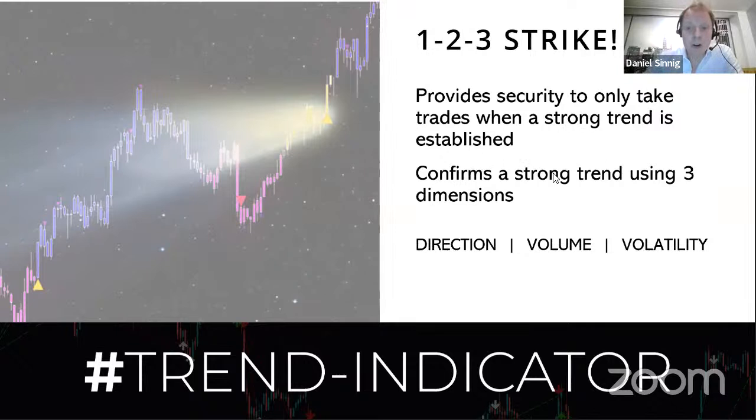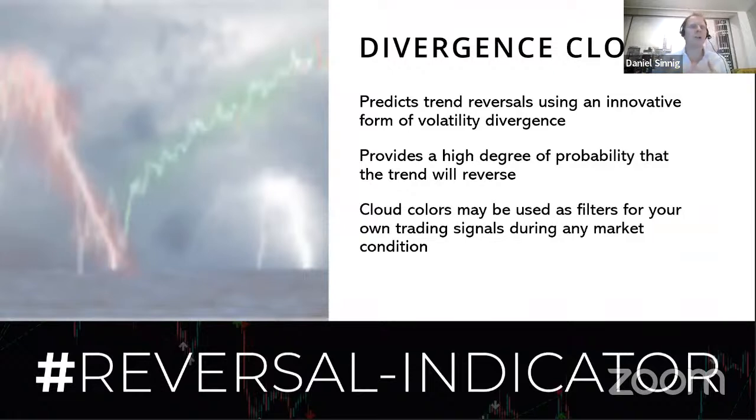establishes a strong trend by looking at 3 different factors. Directionality, so price must move into either the upwards or down direction. It looks at volume and volatility. And if all 3 things come together, a signal is issued because there's evidence that a strong trend is in place. Now, our divergence cloud indicator is our reversal indicator.